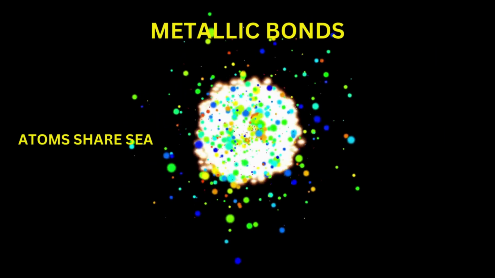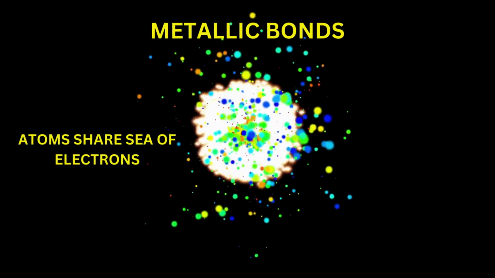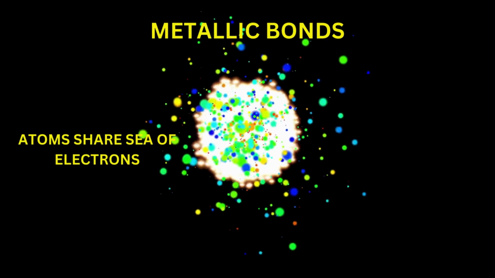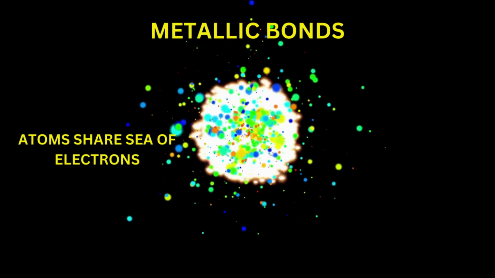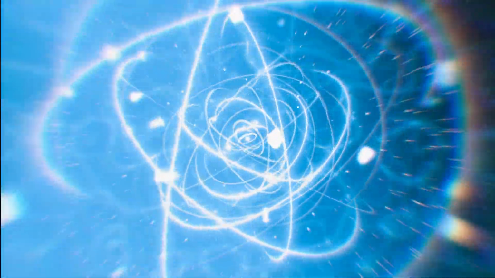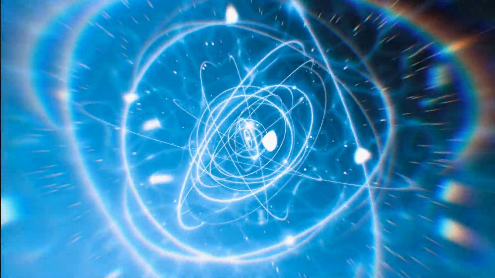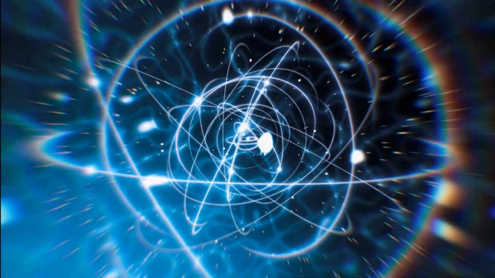Metallic bonds. Found in metals, where atoms share a sea of electrons. Electrons move freely between metal atoms. Gives metals their characteristic properties like conductivity and malleability.